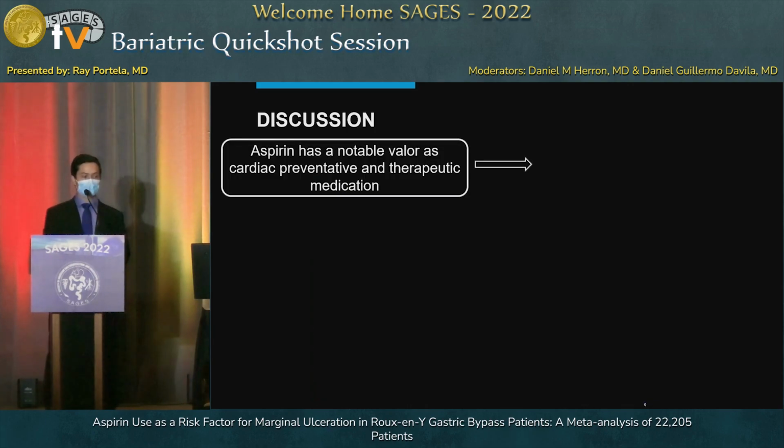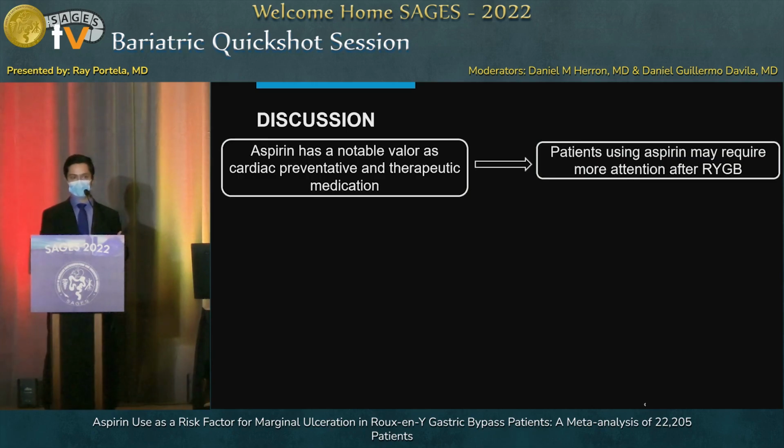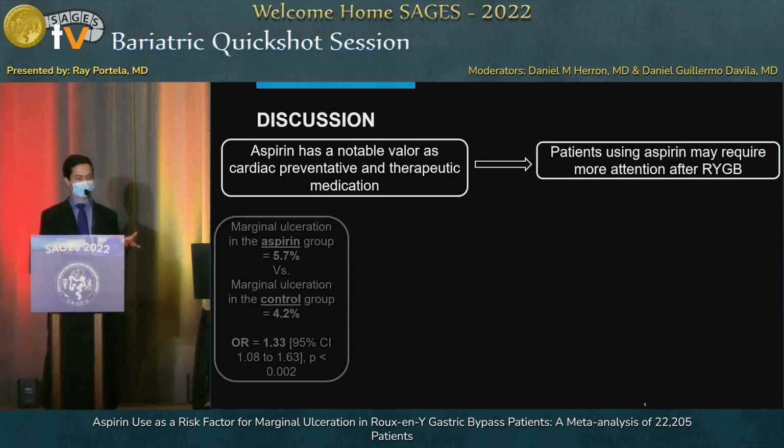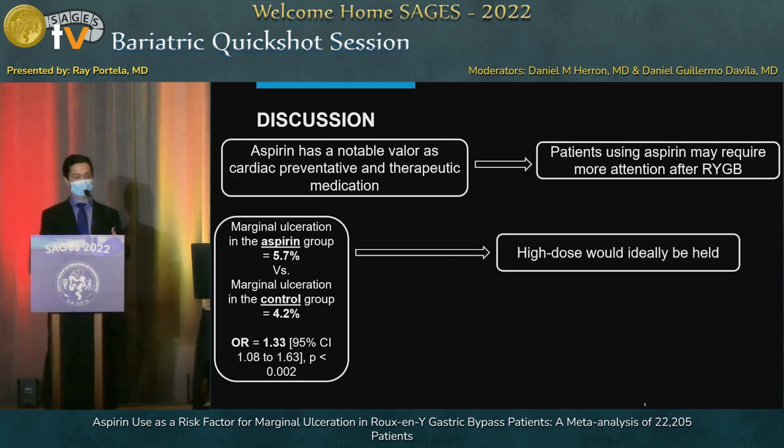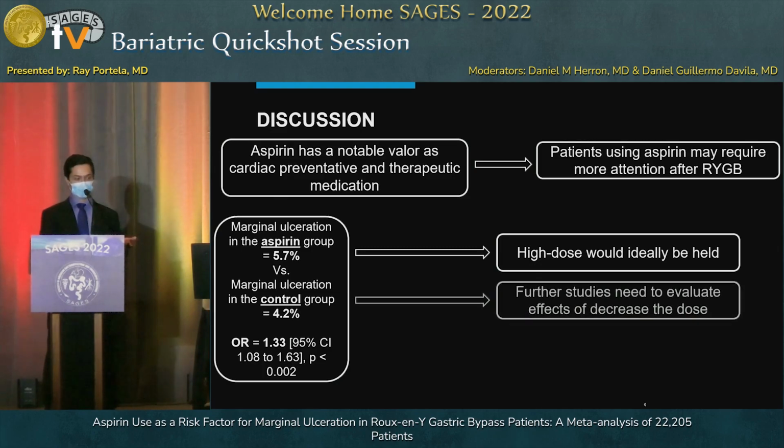As discussion, we know that aspirin has notable value as a therapeutic drug for avoiding cardiovascular events, but patients using aspirin may also require more attention after the Roux-en-Y procedure. Since patients using aspirin had a higher rate of marginal ulceration, we are advocating that the high dose may ideally be held in most cases, but we know that further studies are still required to truly evaluate the effects of reducing the dose.